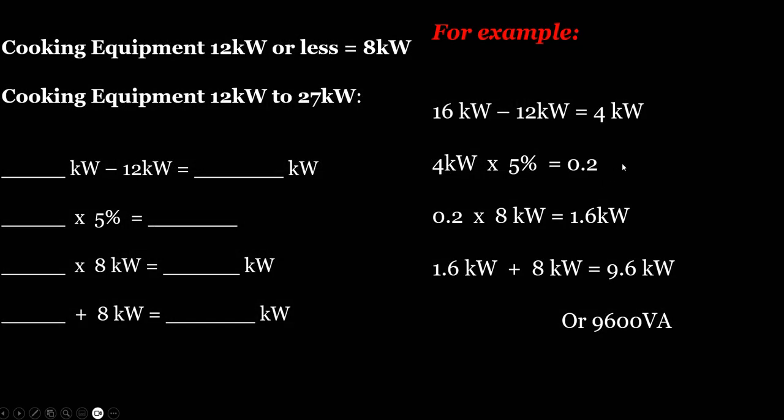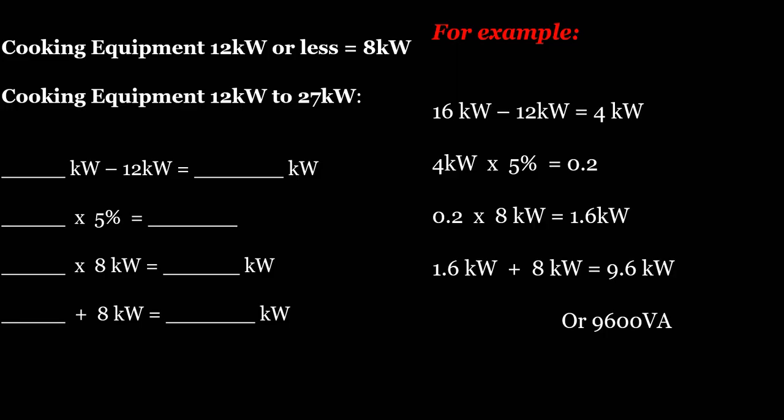Now here is if you have a calculation for a cooking piece of equipment that is more than 12 kW. If it's 12 kW or less, it's automatically calculated at 8 kW. More than 12 kW, here's what you do. So we're saying we've got a load here that is 16 kW. There's the example to the right.